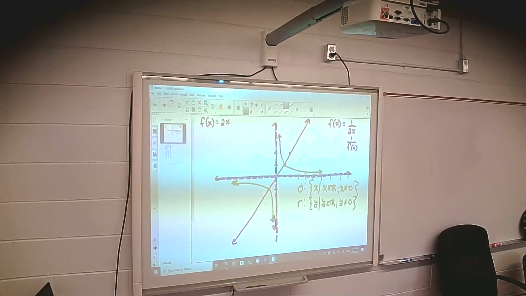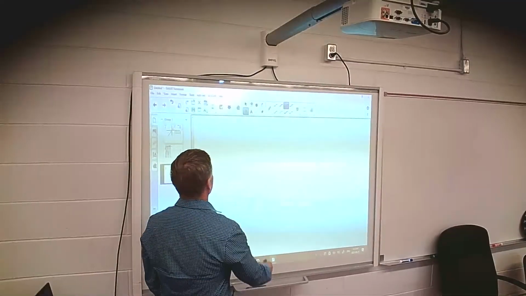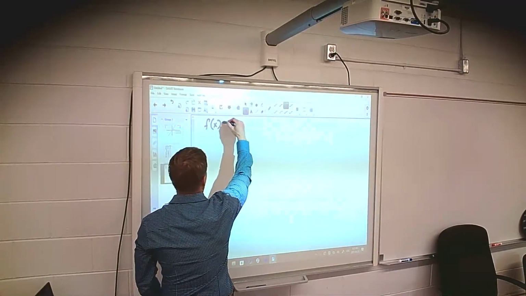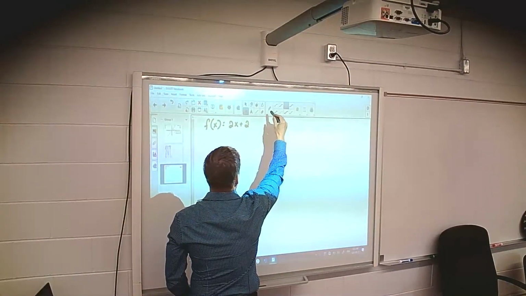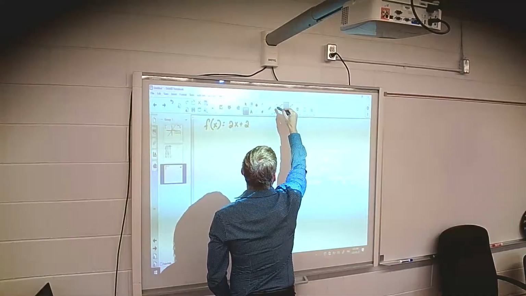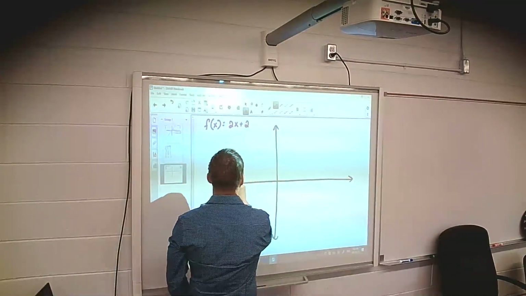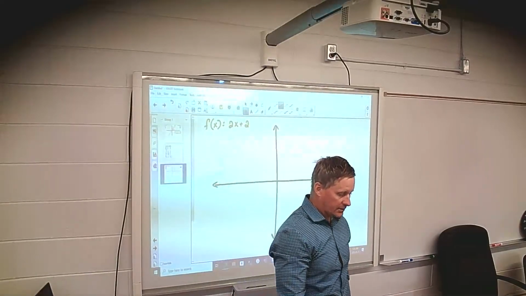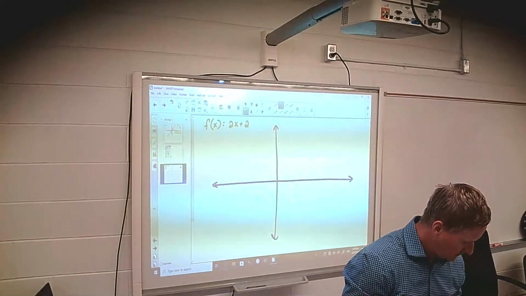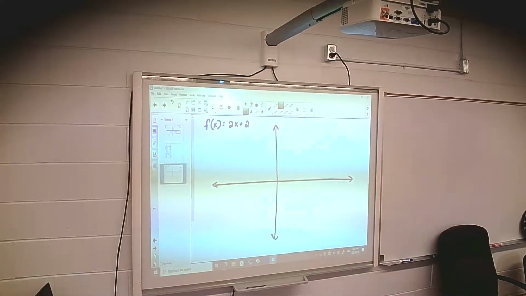Some of us, our biggest struggle since grade 10 is graphing. It is what it is. All right, let's look at a graph like this. f of x equals 2x add 2. Okay? Just pencils down for a second. What I would like you to do right now, please draw that.